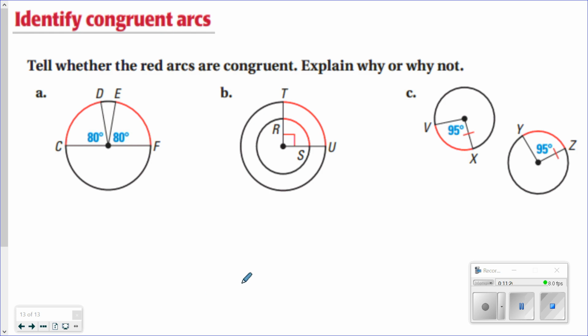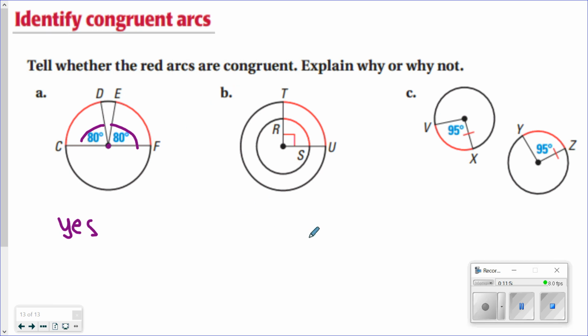Identify the congruent arcs. Tell whether the red arcs are congruent and then explain why or why not. So let's look at A here. Are these two arcs congruent? Yes or no? The answer is yes. And why are they congruent? Because we see the center here. We know that these two measures are the same, meaning that our two arcs are also the same.